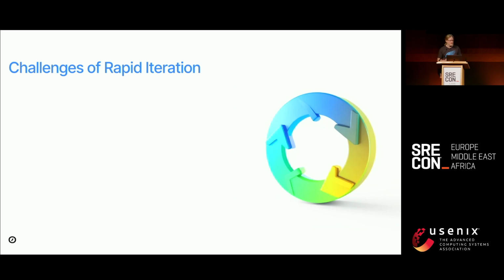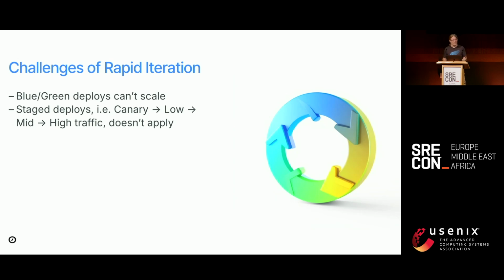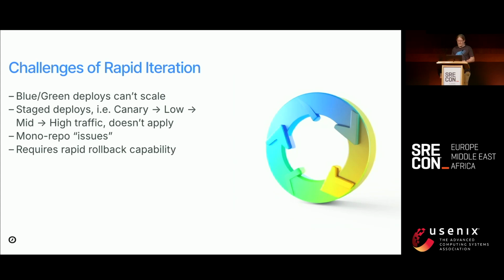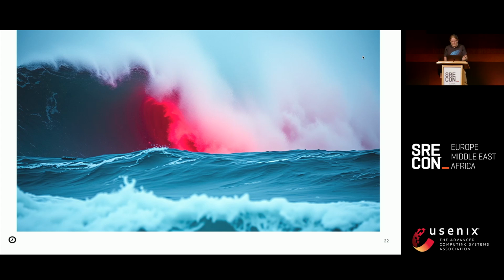And there are quite a few challenges when you're doing rapid iteration to that scale. I mean, blue-green deploys just aren't going to scale. You can't possibly subdivide to that degree. Staged deploys don't work for us because we don't run in the cloud, we run on-prem, so we don't have everything neatly blocked out in different regions for us to do. We have the common monorepo issues, which everybody's aware of, with issues between different seemingly unrelated features. And having something like that where you're iterating as often as that, you need to be able to roll back rapidly. And of course, there's the possibility that you'll trigger a red tide.